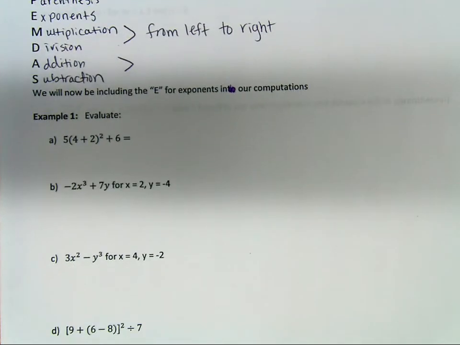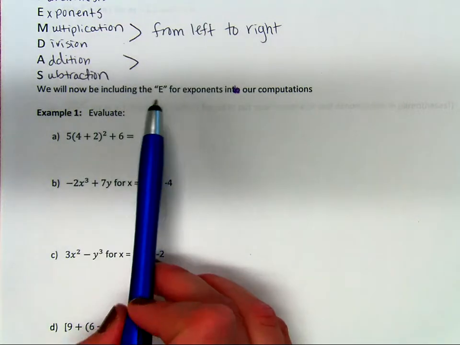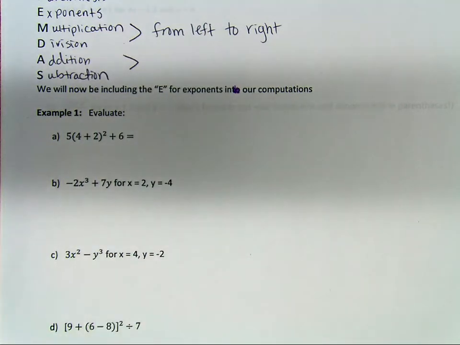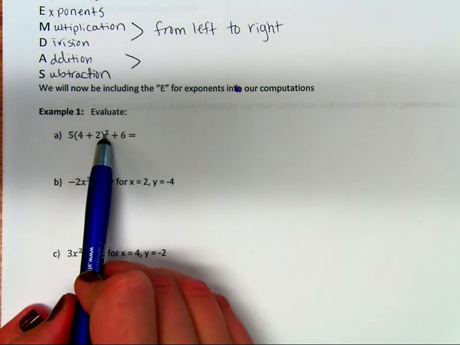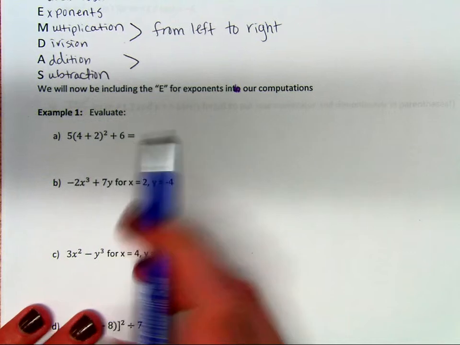So let's do some examples. It says we'll now be including E for exponents in our computations. So this says evaluate. In other words, just get an answer. So you don't need a calculator for these. Yeah, we just need our brains. So I've got 5 times the quantity 4 plus 2 squared plus 6. And I need to evaluate.